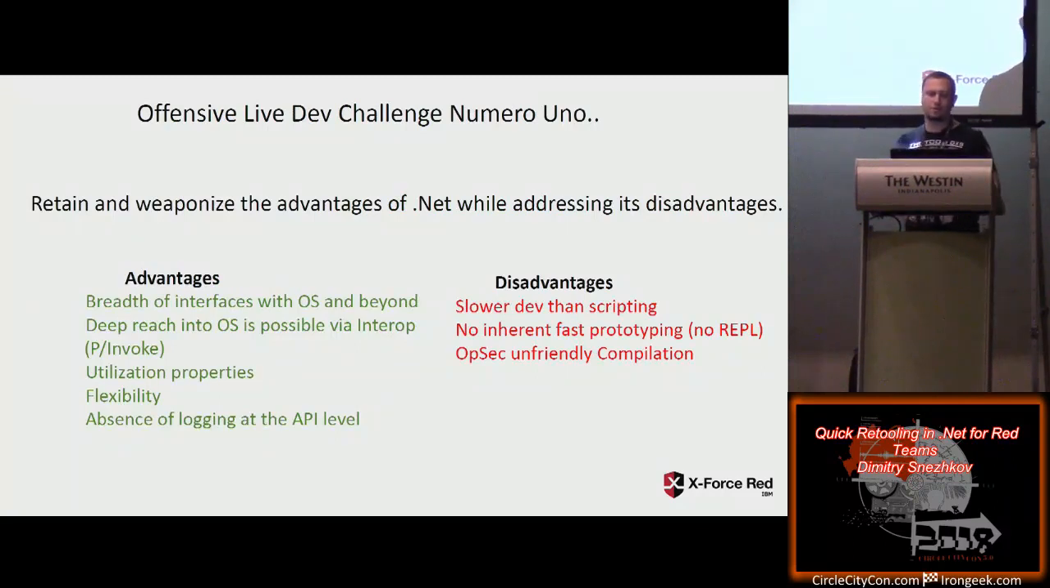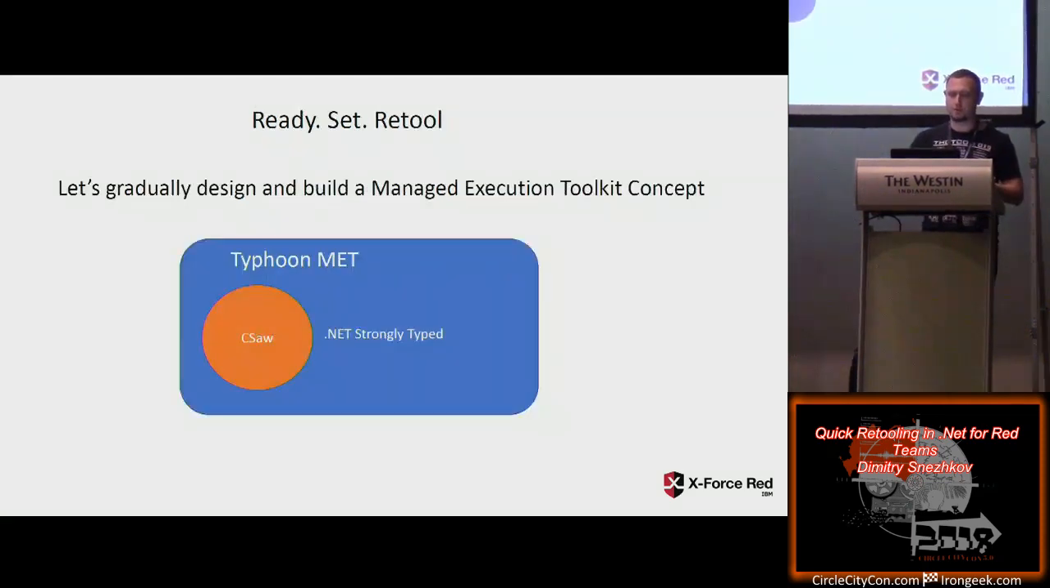Okay, so how do we solve that, right? We need to keep our advantages, but we also need to remove all the disadvantages. So let's try to see, can we even build that out? Let's iteratively try to build this managed execution toolkit, right, that will allow us to do so.